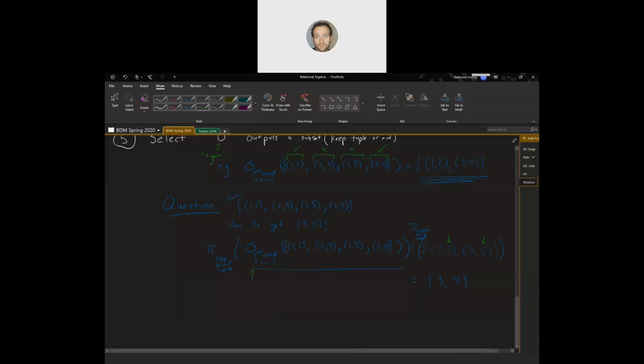So the sigma here is acting like an if statement. And this pi is working like, I don't know, a print statement. You only want to print certain columns. And this if statement means keep row if satisfied.